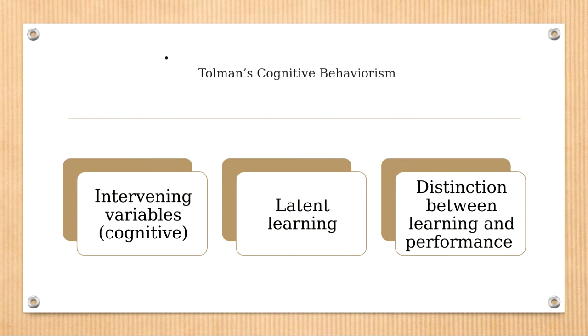You may watch somebody doing a dance. You never do that dance yourself, but mentally you've learned how to do it, and when called upon to do it, you can actually do the dance. So that's the idea of latent learning. And so Tolman's theory makes a distinction between learning and performance. So you can learn something without actually performing the behavior at that time.